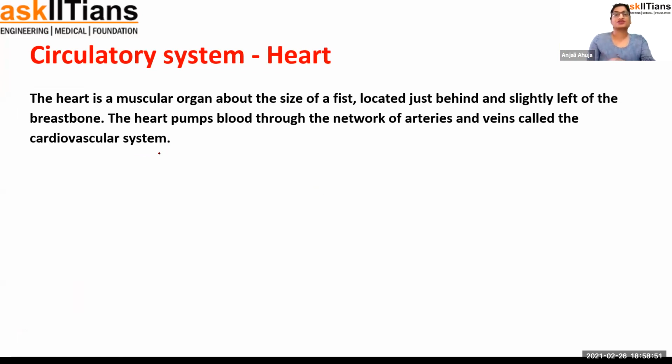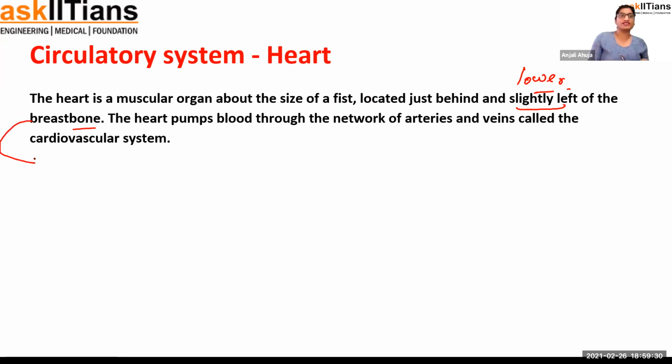Let's start. As I told you, there are two circulatory systems present in our body. One is the lymphatic system and one is the blood vascular system, or blood circulatory system. Among them, the most important thing is the heart. We used to say it is present on the left side, but actually it is in the center. It's just the lower part of it which is a little toward the left. The heart is a muscular organ about the size of a fist, located just behind and slightly left of the breastbone. Actually, this is the lower part of the heart.